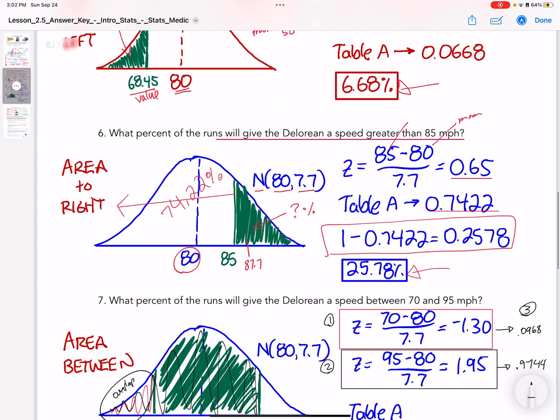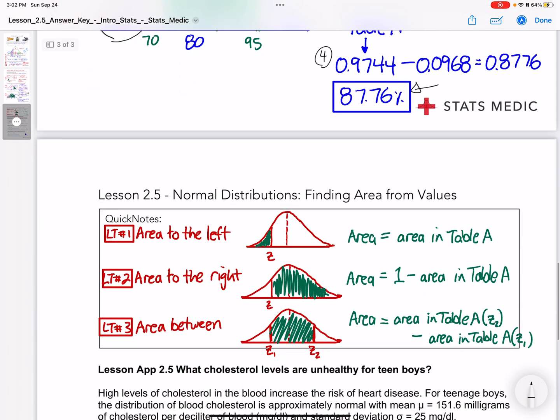The second one we did was the area from the right. And the area from the right, we had to subtract it from 1, because remember the table gives you the area from the left. And finally, the area in between, you have to find the area of each one of them and then subtract the percentage. Okay, I promised to show you how to do this from the calculator.